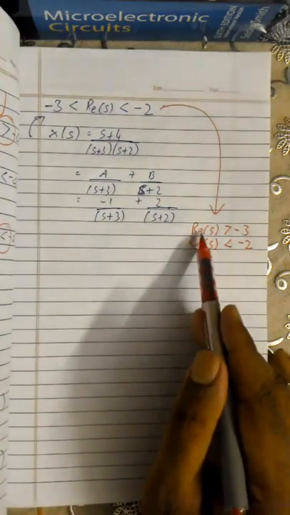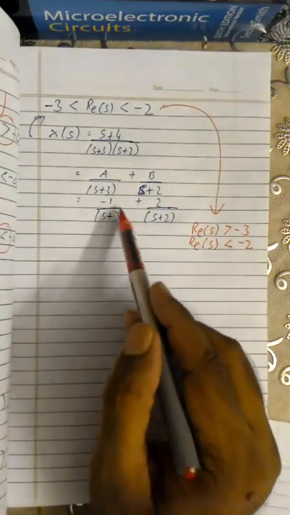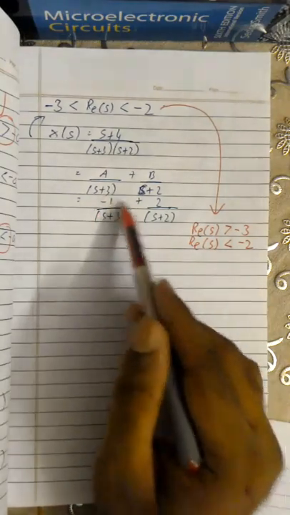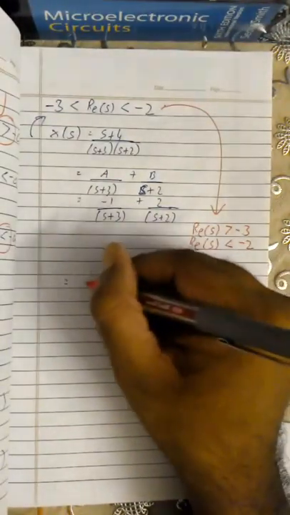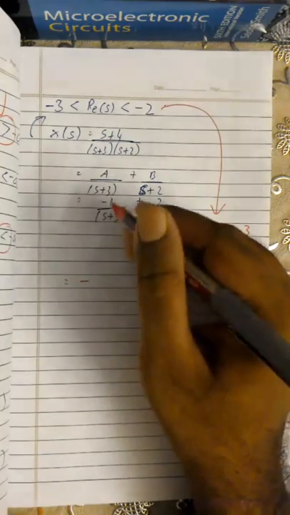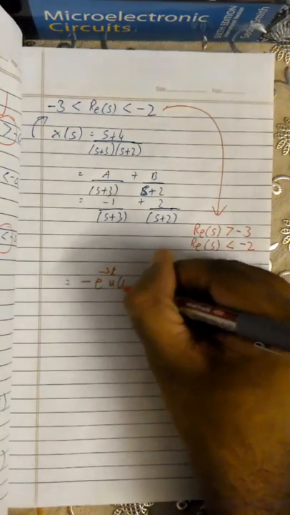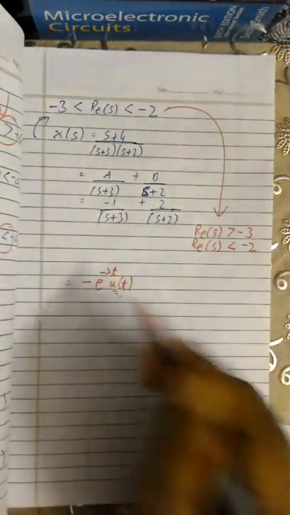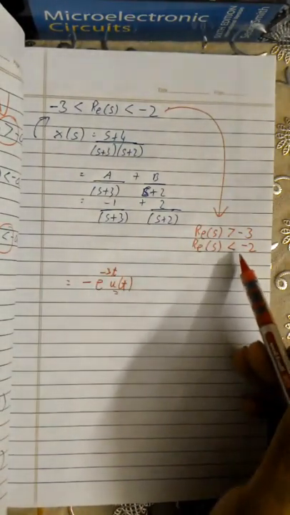You can see the real part of s is greater than minus 3. That means the signal for this pole, s equal to minus 3, is right sided. Understood? Right sided means this will be nothing but, as usual, e raised to minus 3t u of t. Since this is a right sided signal, I don't do anything. I just simply find the inverse and then write u of t along with it. That's all.